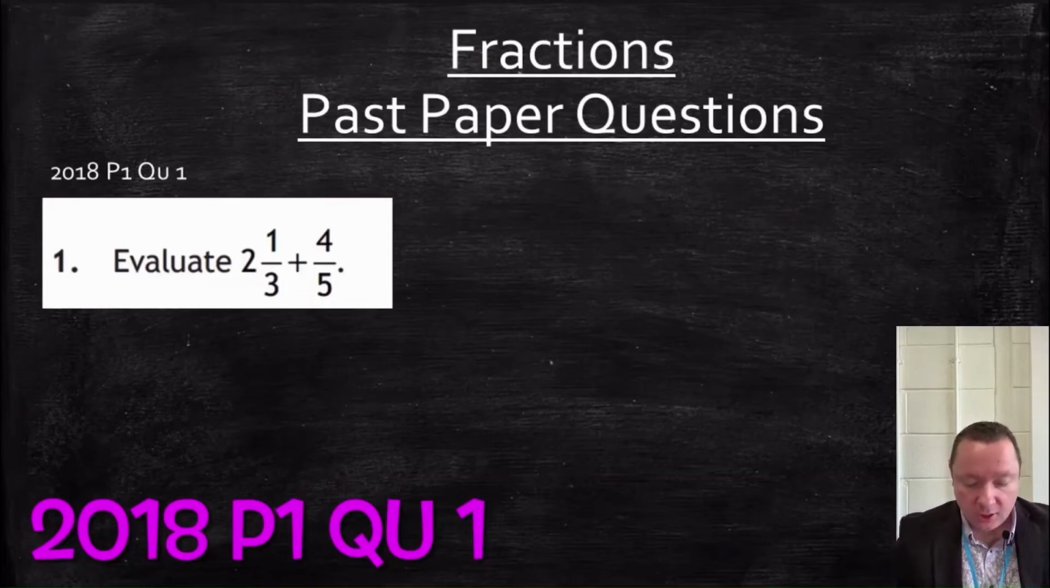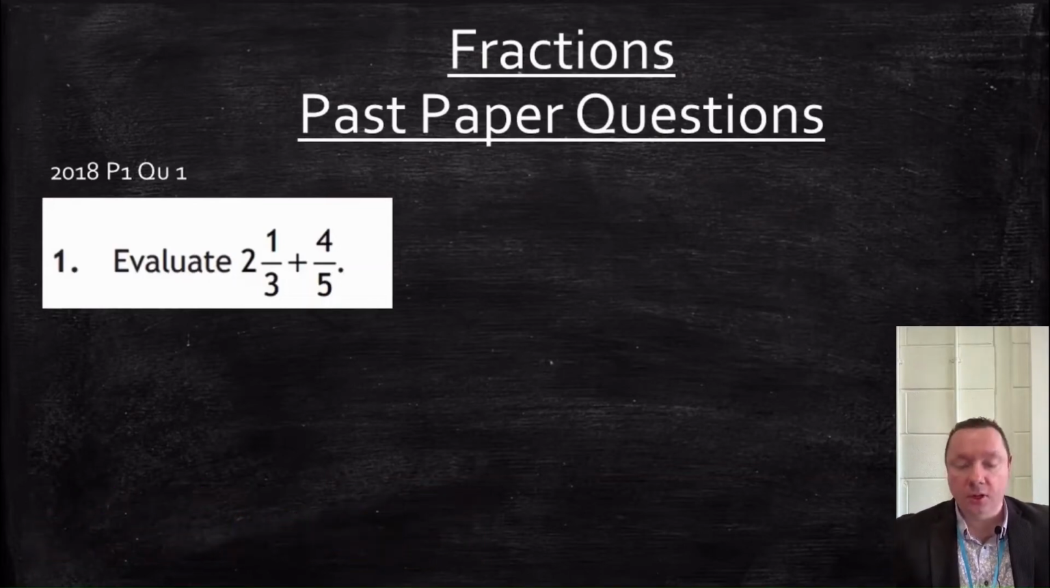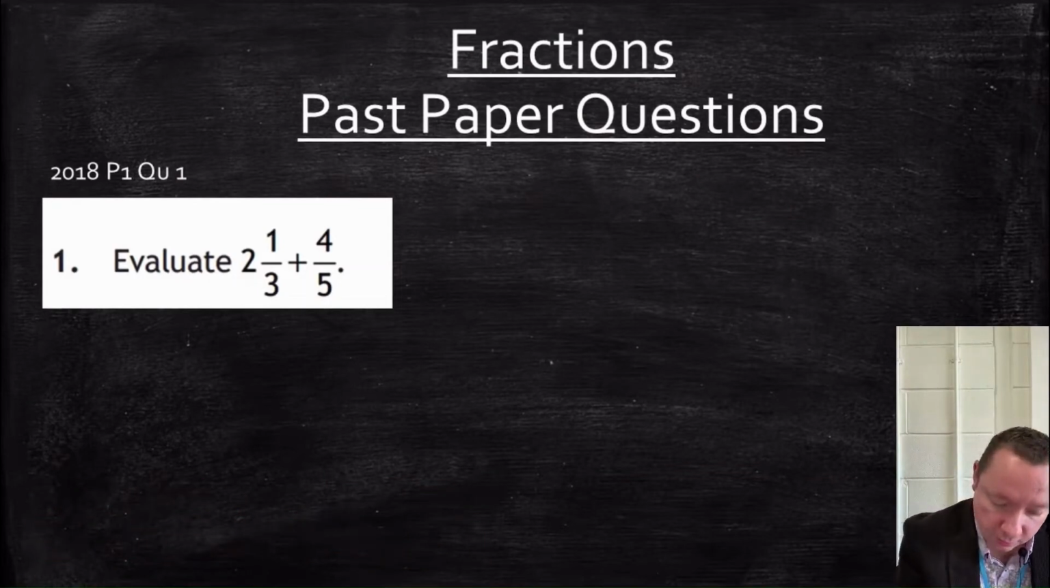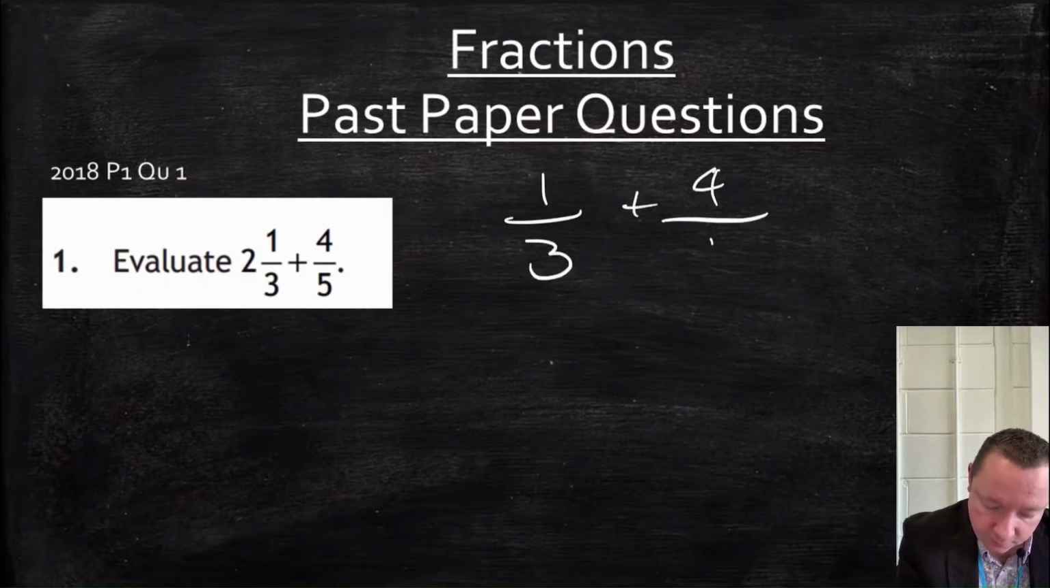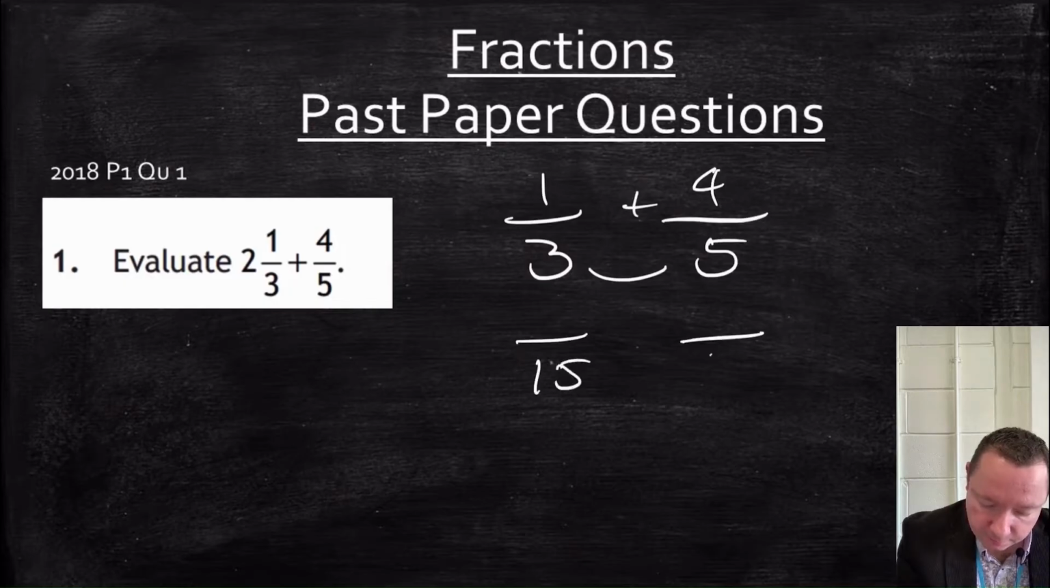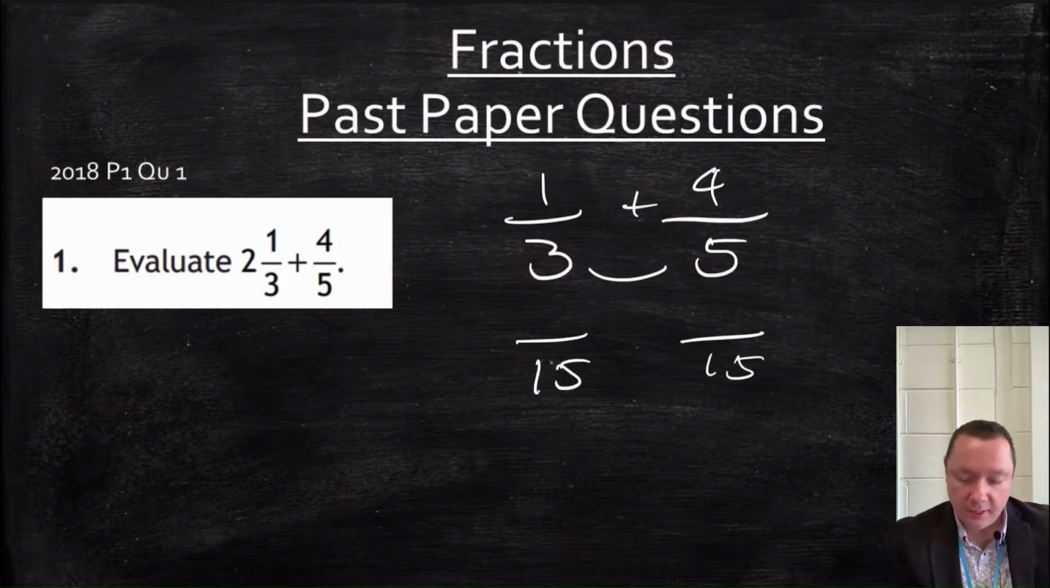Quite a common question to turn up. Evaluate 2 1/3 plus 4/5. So the first thing I'm going to do is do my 1/3 plus my 4/5. 3 times 5 is 15. So that's my common denominator.